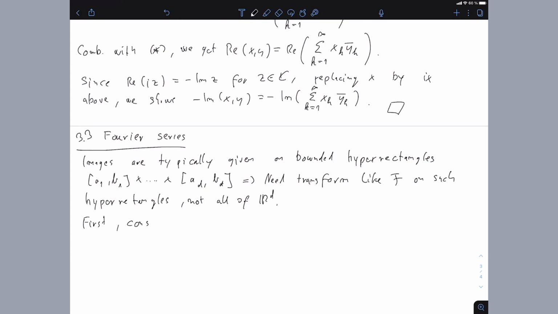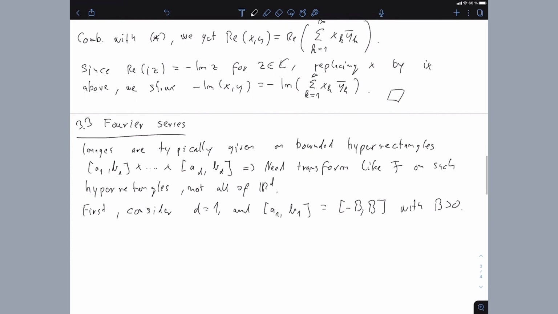And of course, it's always easiest to consider the 1D case, and the special case that the interval is symmetric. This makes life a little simpler, but it doesn't really restrict us, because with scaling and translation, this can be generalized to arbitrary intervals.